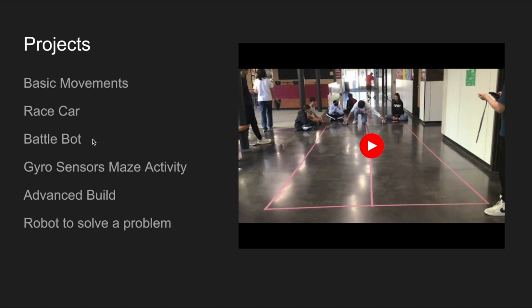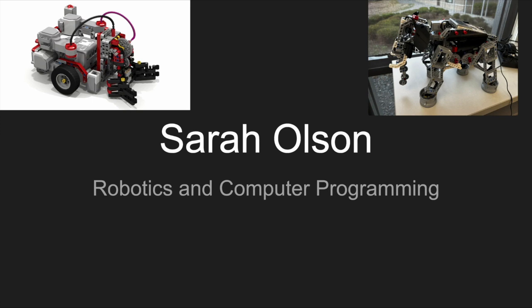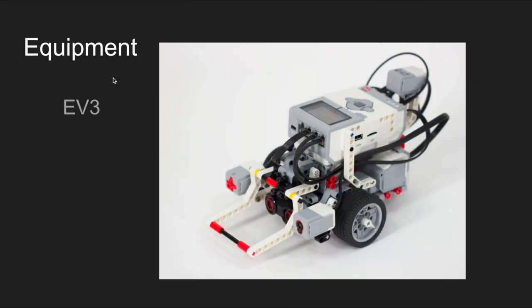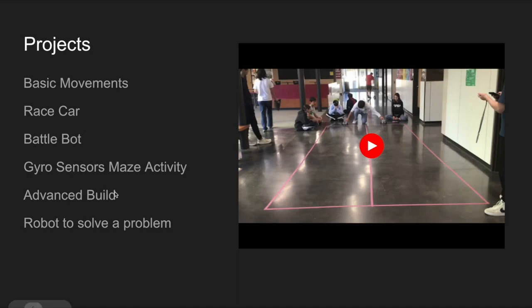Then we get into the battle bots where they try to push another bot off of a platform. It's all very safe. We do a gyro sensor lesson where they navigate through a maze. We do some advanced builds, and I'll just jump back to the advanced builds. This elephant is one of the advanced builds where it will walk, trumpet, and pick up things with its trunk. We'll also do a competition where you build a bot that tries to tug of war with another bot and see who can pull the other off of their area.